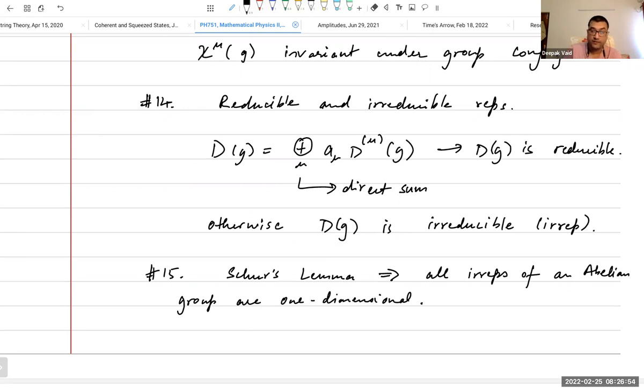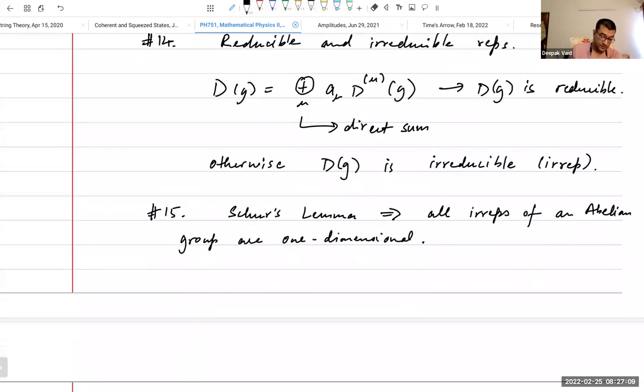Basically it says that if you have an abelian group, it doesn't have matrix representations. And that is already captured intuitively by the fact that for an abelian group, all the elements commute. So if all the elements commute, then you can't be talking about matrices. It follows from that. Then you have the orthogonality theorems.